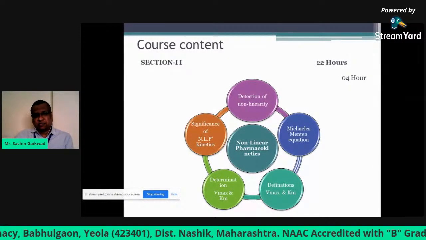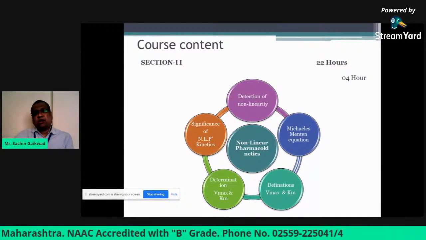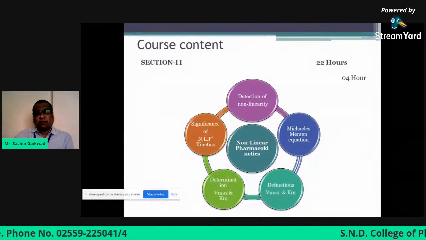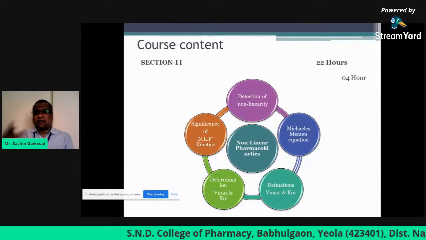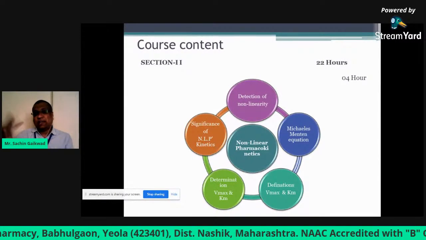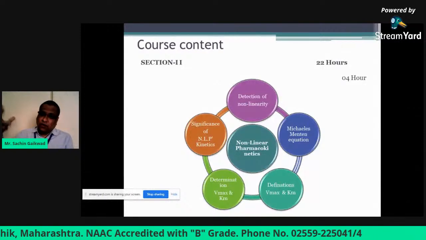This section also contains three chapters. The first one is non-linear pharmacokinetics. Under this chapter, we have to study the detection of non-linearity. There are two terminologies, linearity and non-linearity. We have to determine the detection of non-linearity.